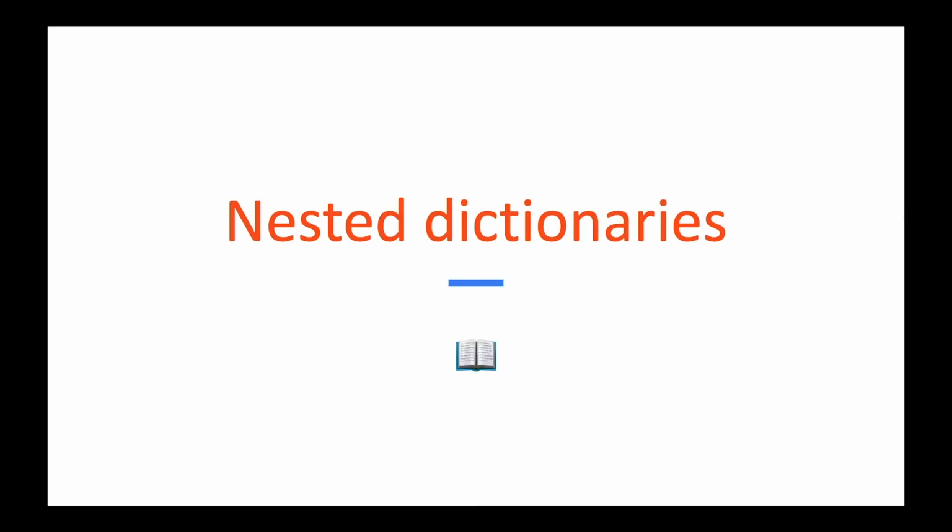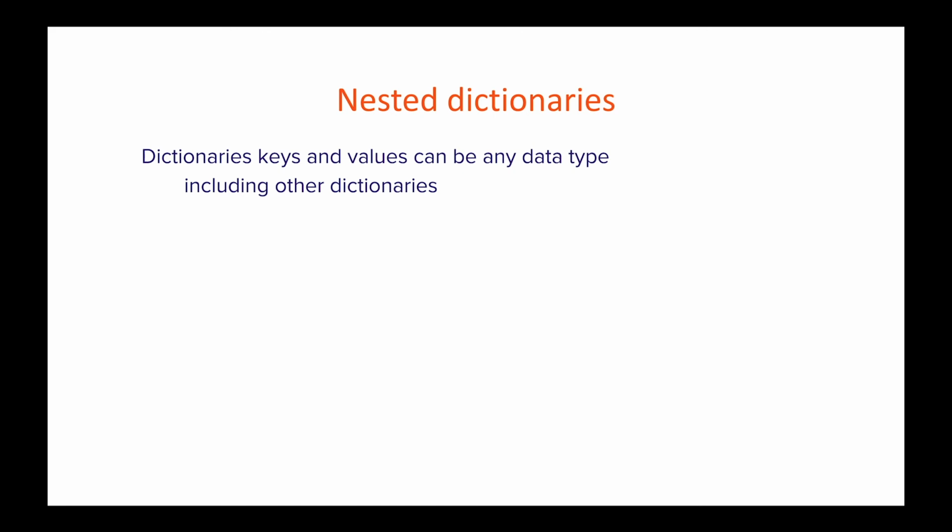All right, so we know that the dictionaries can contain pretty much any data type. Okay, so they can contain strings, integers, floats, and so on and so forth. But that also includes other collections. So something like lists, something like sets, or even other dictionaries. Okay, so we have here an example of how we can put dictionaries inside of dictionaries, which means nested dictionaries. Okay, so dictionary keys and values can be any data type, including other dictionaries. We've said that.